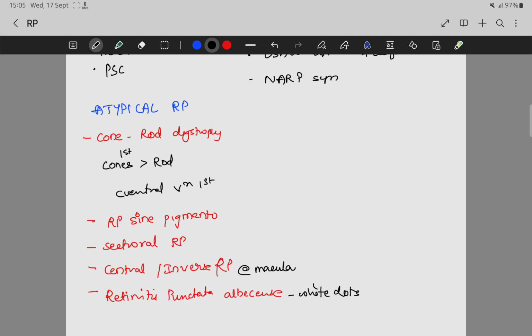In the next class we will discuss the treatment of RP. This is a very important recent advances question.